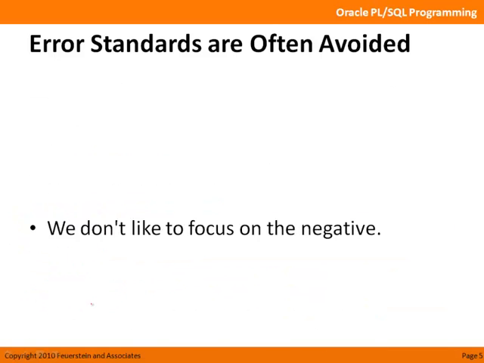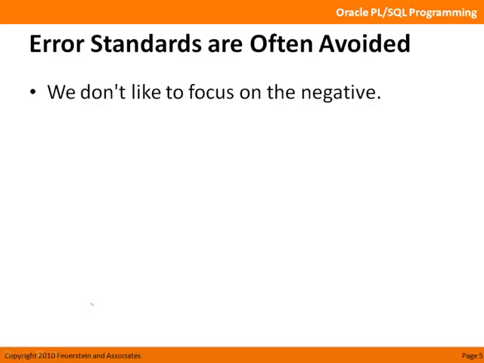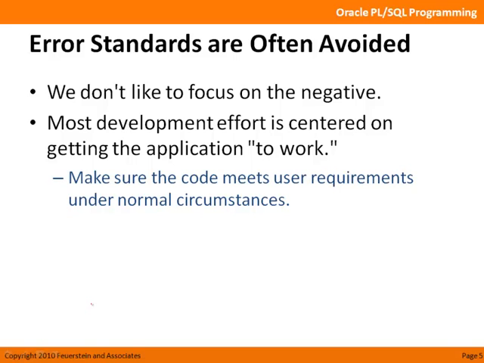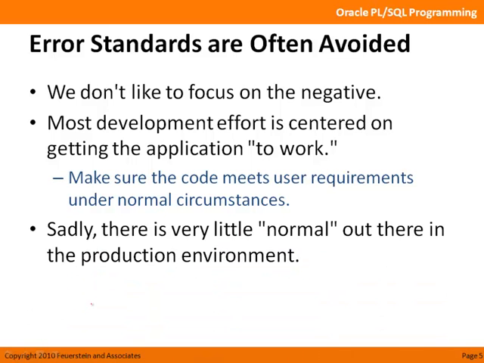The problem is that error standards are often avoided or at least just not done. And I think part of the problem is that we don't like to focus on the negative. We spend a lot of time getting our programs to work right, the positive side of things. To focus on the negative right up front while we're implementing the main logic of our code is difficult. It involves a psychological switch. And so we instead say to ourselves, we'll do that at the end. We'll come back to our code and add exceptions, but no, that usually doesn't happen.